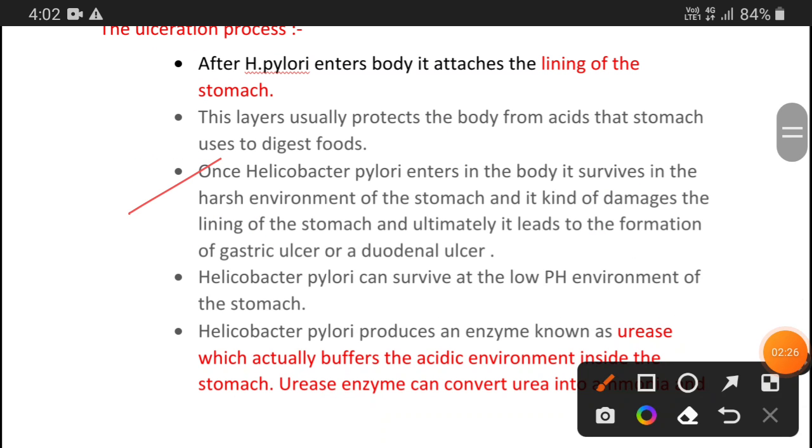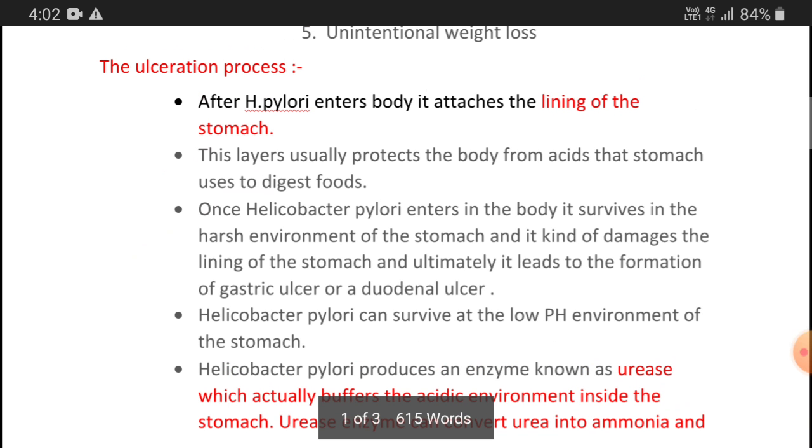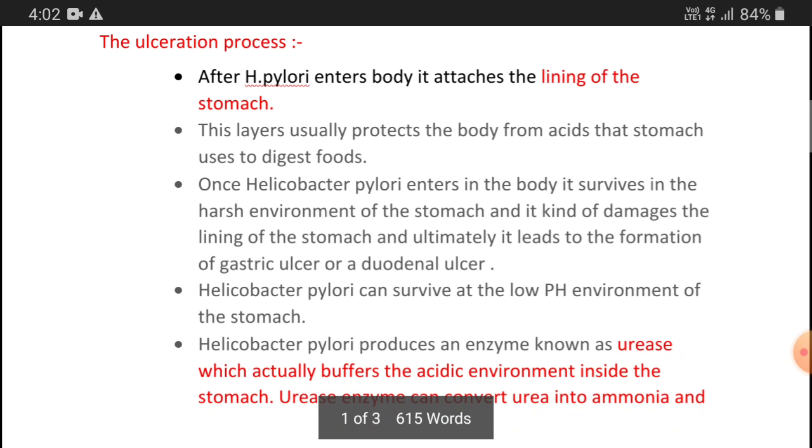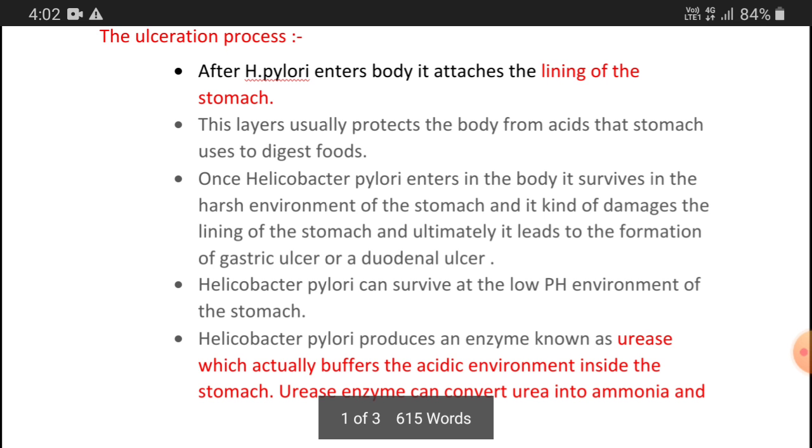Not only that, Helicobacter pylori can survive in the harsh environment of the stomach and causes a kind of damage in the layer that facilitates gastric ulcer or duodenal ulcer. Okay, so let's discuss how that ulceration process goes on. As the condition inside the stomach is extremely harsh, the first goal of Helicobacter pylori should be its survival, right?